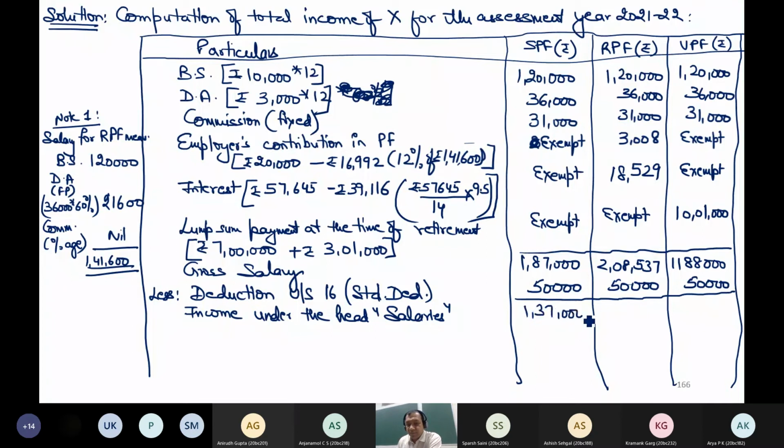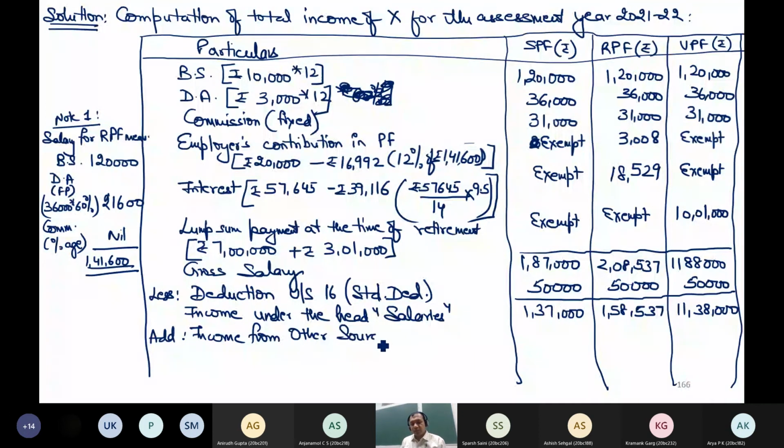$137, 158 and it is 1138. Now you add, is there any house property income? No. Is there any business and professional income? No. Is there any capital gain? No. Is there any income from other sources? Yes. There is income from other sources.